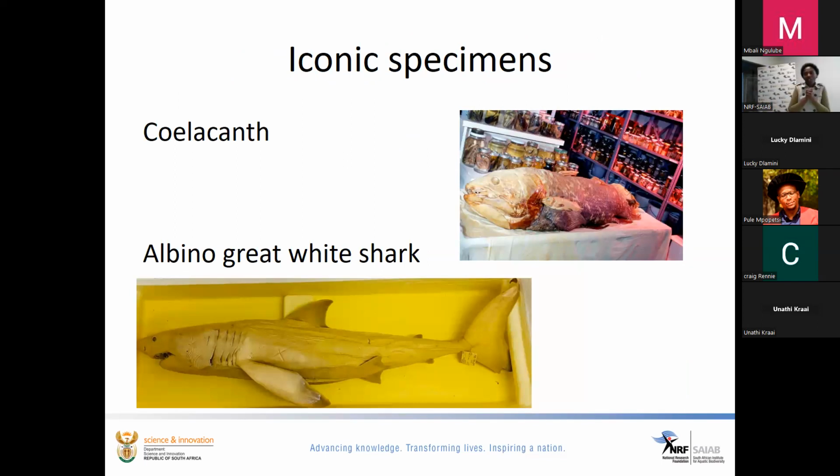And then we have our iconic specimens. All our visitors always ask about these 2 specimens, the coelacanth and the albino great white shark. What is special about this great white shark is that it is an albino, so it's not easy for it to hide from predators. So this one is special because it managed to grow to this size.